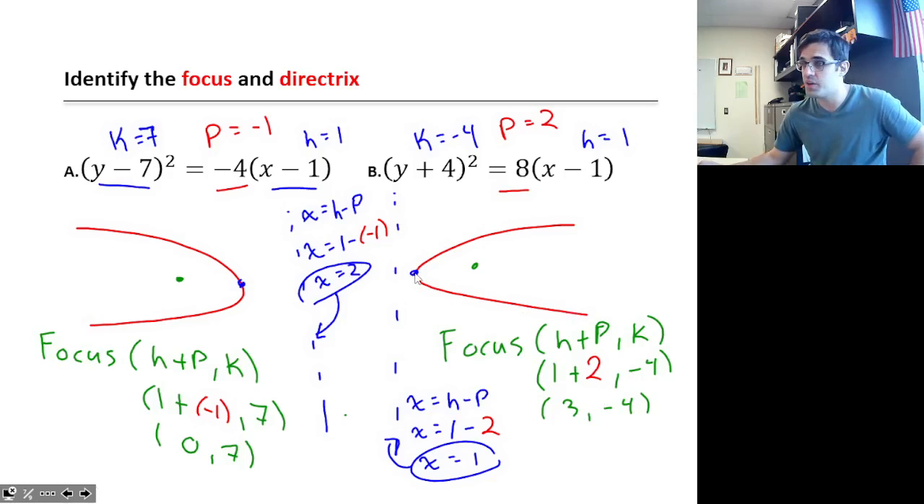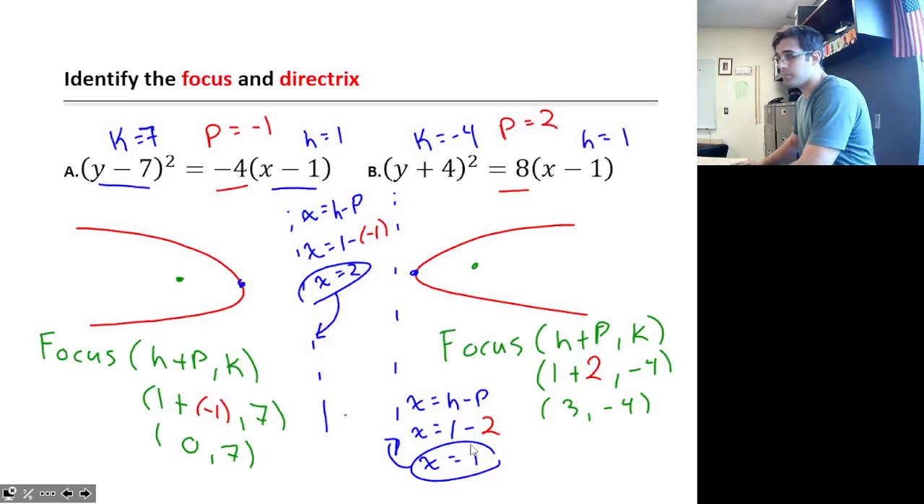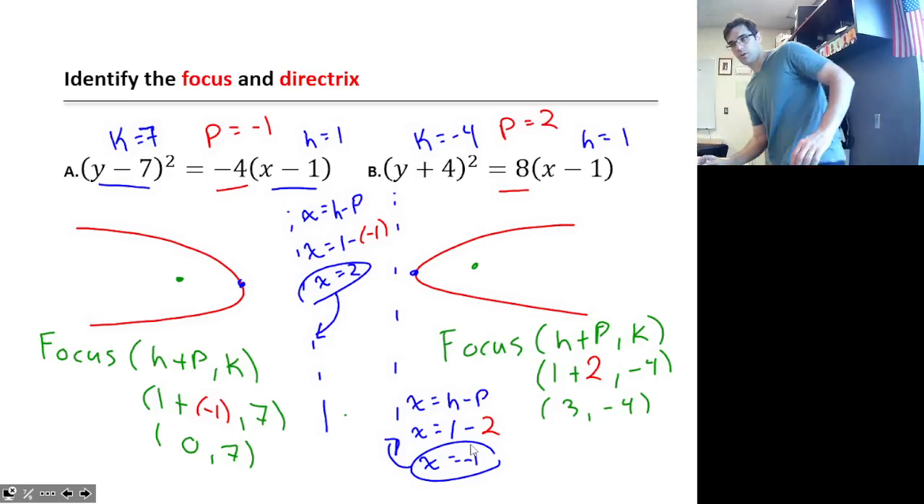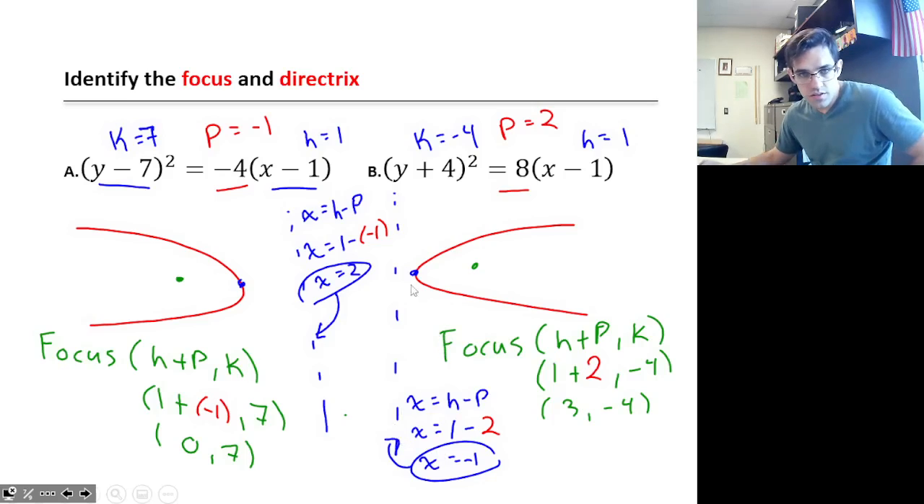If I take the h value of 1 and I subtract 2, I will get the equation for the directrix. There's a typo there that should say -1, not +1. There we go. So if I take that h value of the vertex of 1 and I subtract 2, or go 2 to the left, I get x equals -1. That would be the equation of my directrix line.